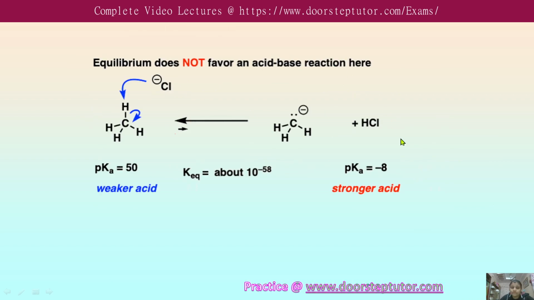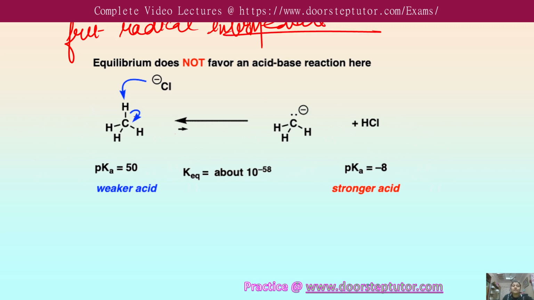Now consider that equilibrium does not favor an acid-base reaction here in free radical intermediates. Here we are talking about everything in the context of the free radical intermediate. Equilibrium does not govern an acid-base reaction in the free radical intermediate. Cl minus usually acts as a nucleophile. If the nucleophile attacks hydrogen and the bond electrons go to this side, there is a negative charge, and the K equilibrium is around 10 to the power minus 58.